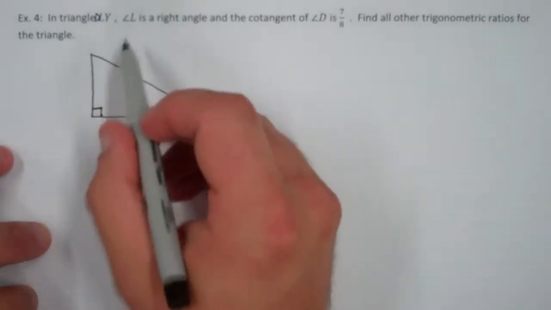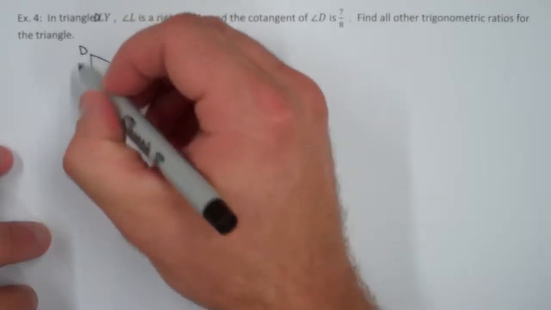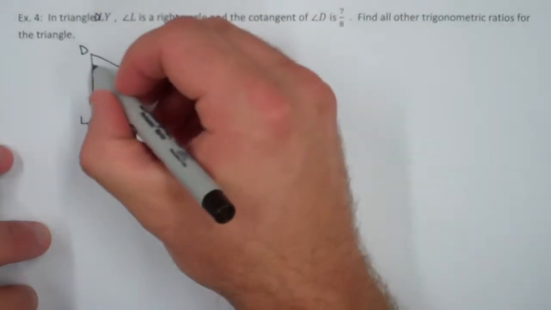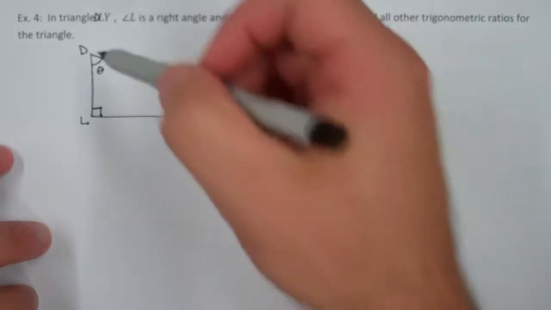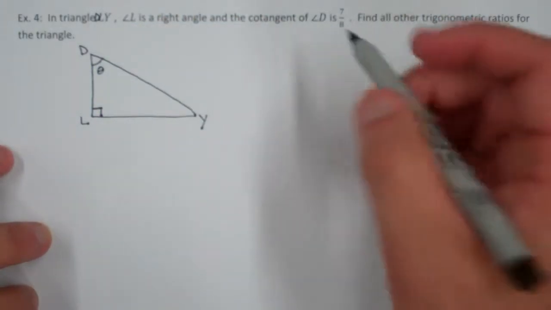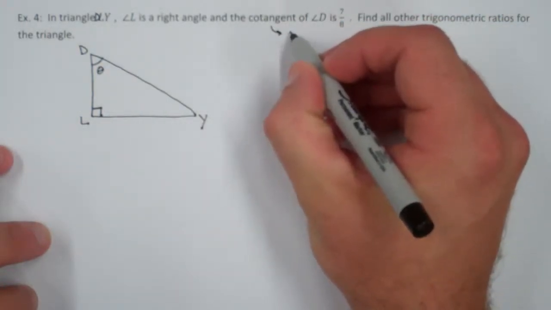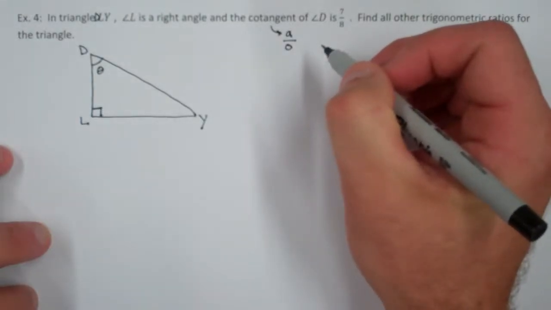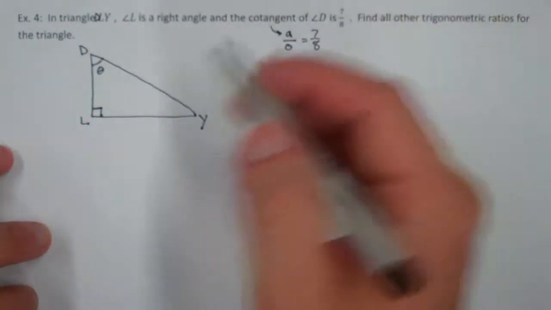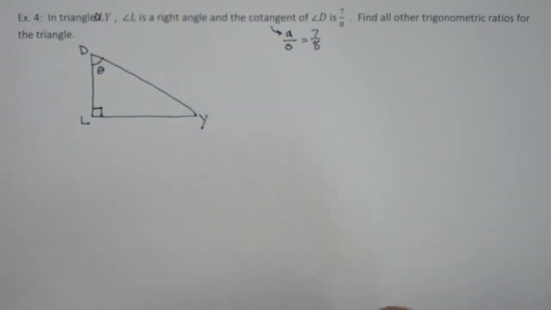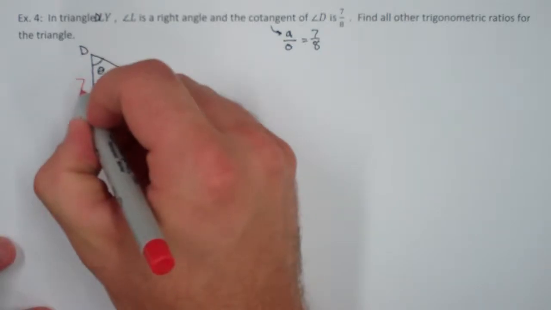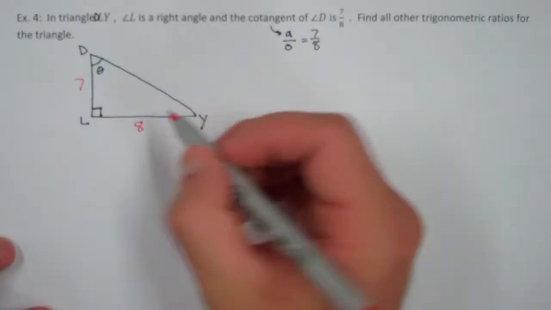This is the right angle, and that's angle L. We've got triangle DLY. We also know that the cotangent of angle D, so we'll call this theta, we're going to steer our attention right now towards angle D, is 7/8. And we know the cotangent is adjacent over opposite. So if we look at this 7/8, we can now say that the adjacent side is 7. Let me do that in some different colors so that it'll stand out to you. So we said the adjacent side here was 7, and then the opposite side would be 8.